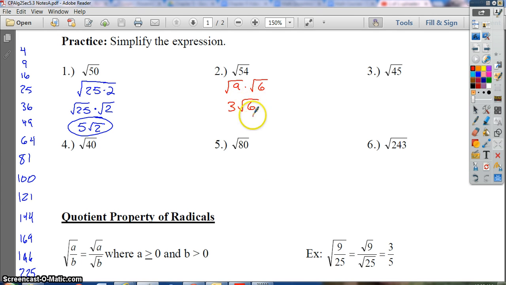Double check to make sure 6 can't be broken down. The only number you need to check that's smaller than 6 is 4. Does 4 divide 6 evenly? It does not.